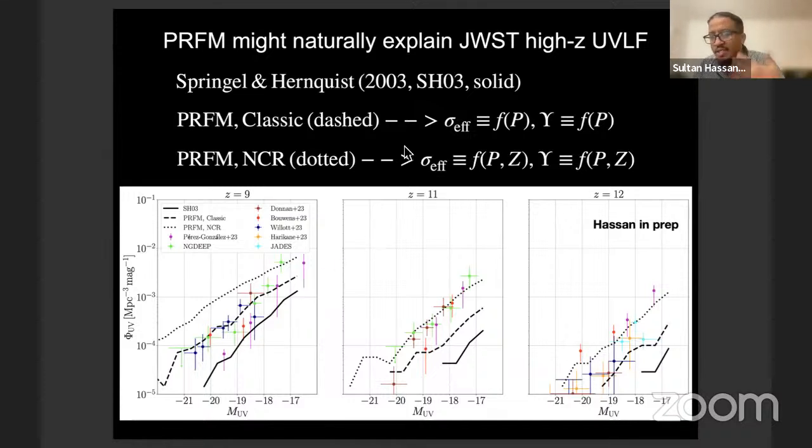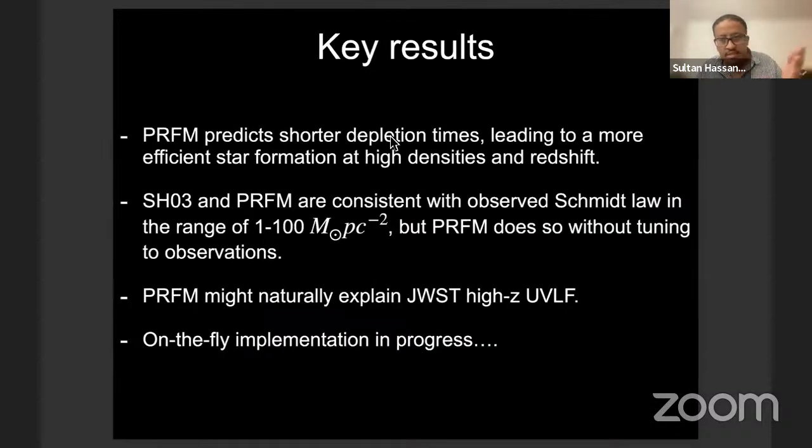So this is how we solve the puzzle, and we think this is probably what's happening at high redshift. So in conclusion, this is my takeaway. I think we predict shorter depletion time, and that leads to efficient star formation at high redshift and high densities. And we are consistent with the observation without even tuning whenever we have this ISM dataset. And this model might naturally explain this high abundance at high redshift. And we are currently, within the collaboration, implementing this model on the fly. And thank you very much for listening.